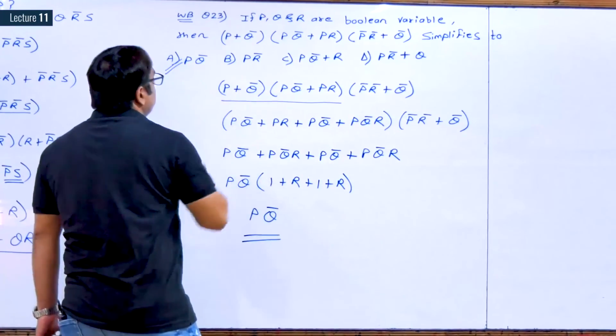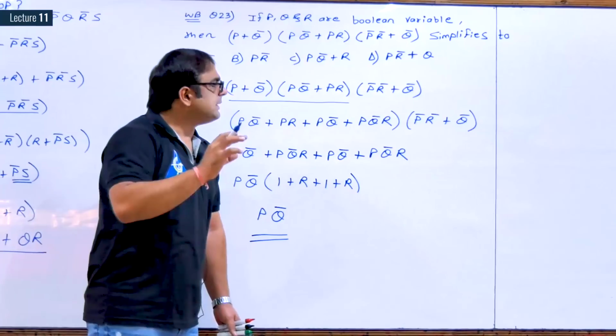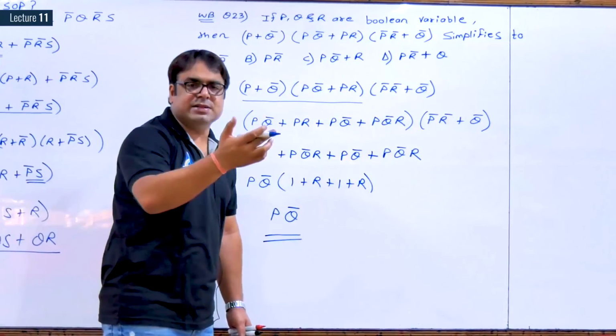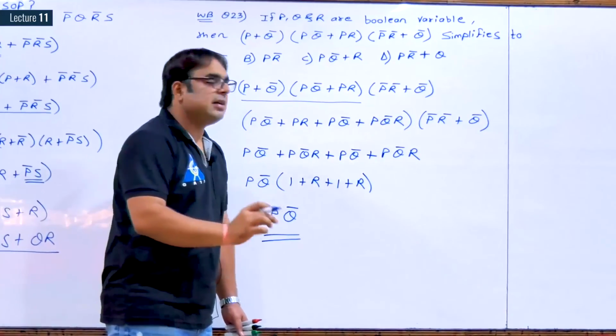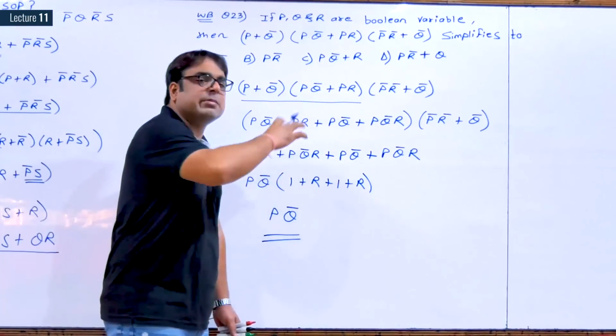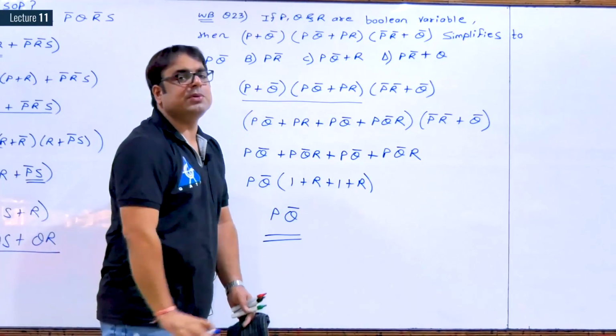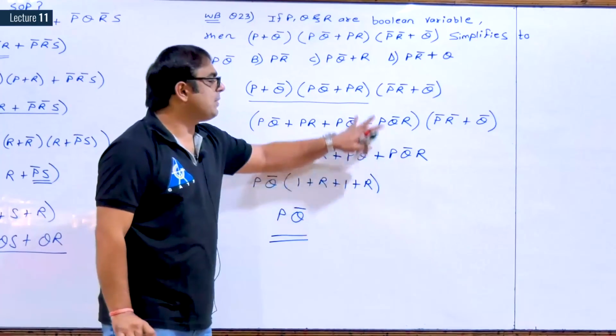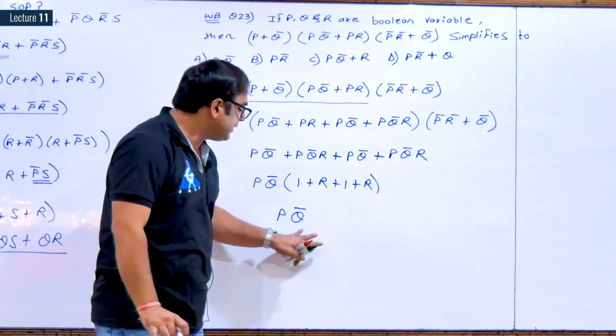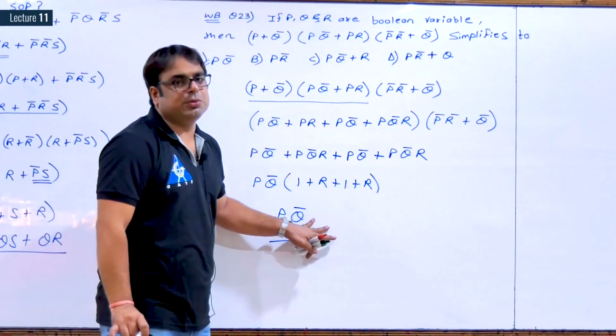Option A is given, P Q complement. So rather than thinking of something different in this question, it was easy to simply open the brackets, multiply and use distributive law. So in a very short time and in 2 or 3 steps, you will get the answer P dot Q complement.